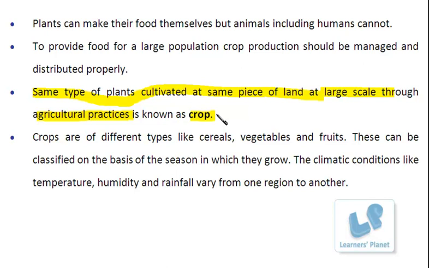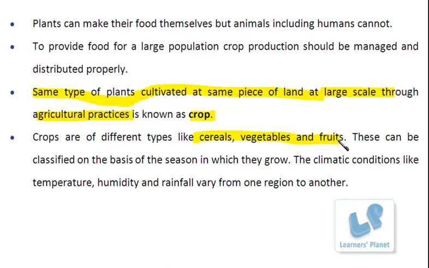Now these crops are of different types. Like there are the cereals, vegetables, fruits, oil seeds, right? Or pulses and so on. Now all these resources are rich in different types of nutrients. Now further, these materials have different requirements for their growth, right?